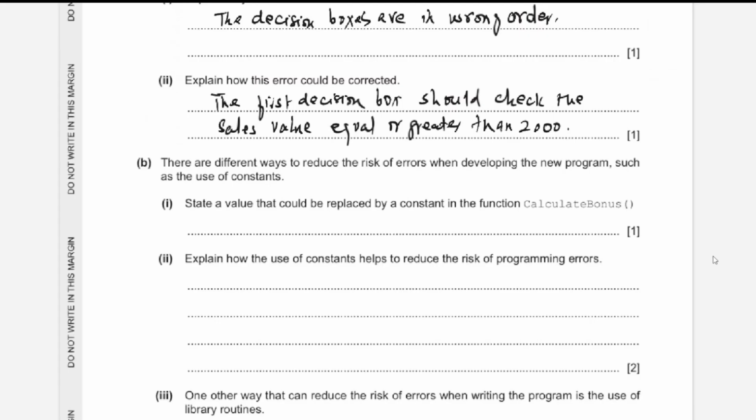State a value that could be replaced by a constant. Let me write this, highlight this. When developing the new program, such as the use of constant, state a value that could be replaced by a constant in the function calculate bonus. Which values can be replaced in the function that could be replaced by a constant?